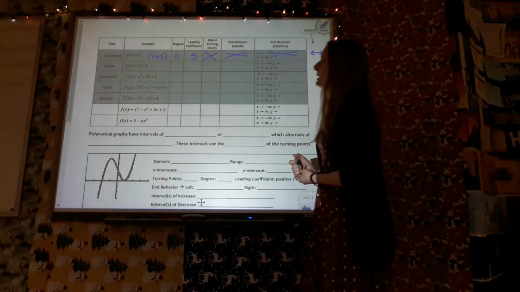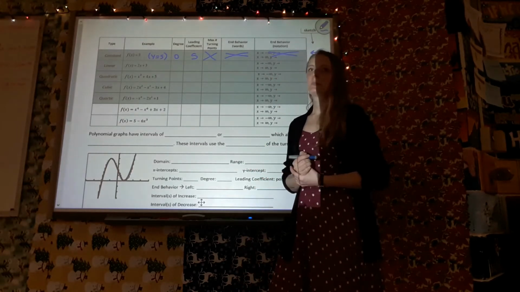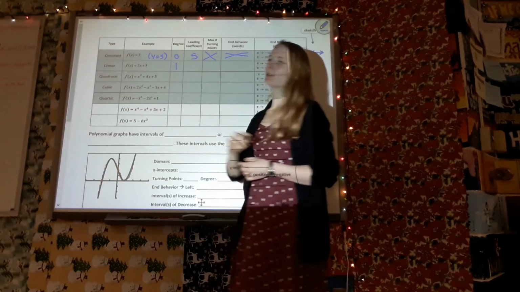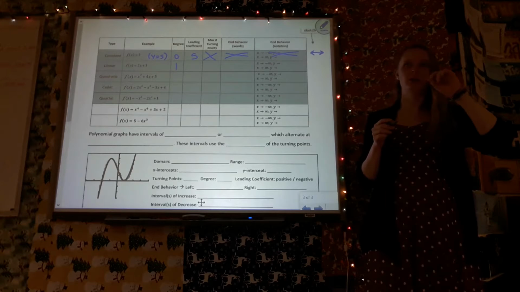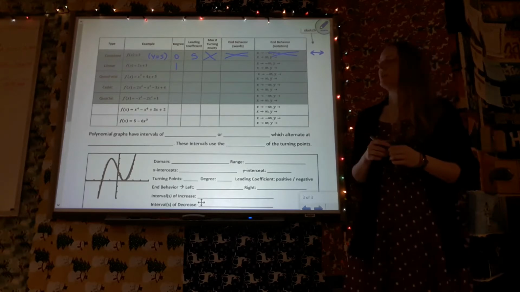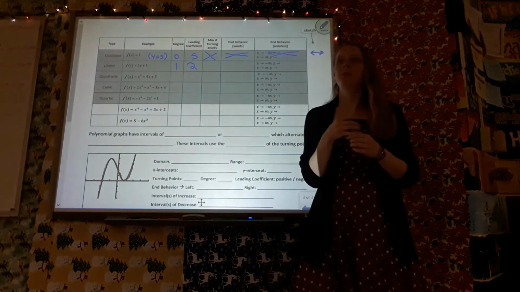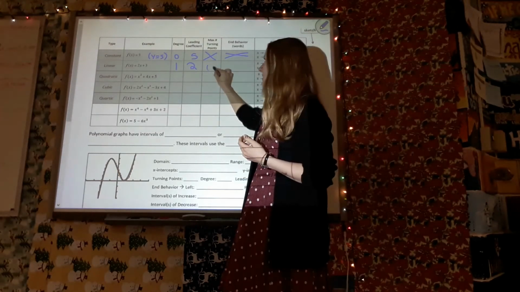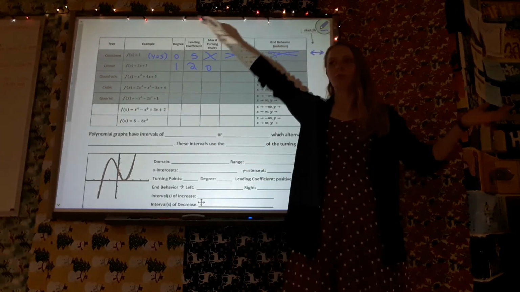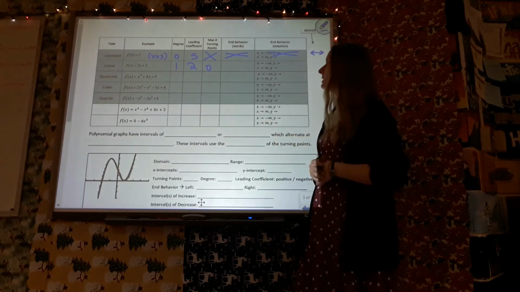Alright, next one is linear. What's the degree of this linear function, 2x plus 3? 1. The highest exponent for a variable is 1. I know you can't see it, but anything that doesn't have a physical exponent written is 1. What's the leading coefficient? 2. Alright. What would the maximum number of turning points be? 0, and that should make sense, right? Because a line never changes direction. It just goes forever in one direction, or both directions infinitely, but it doesn't bend.